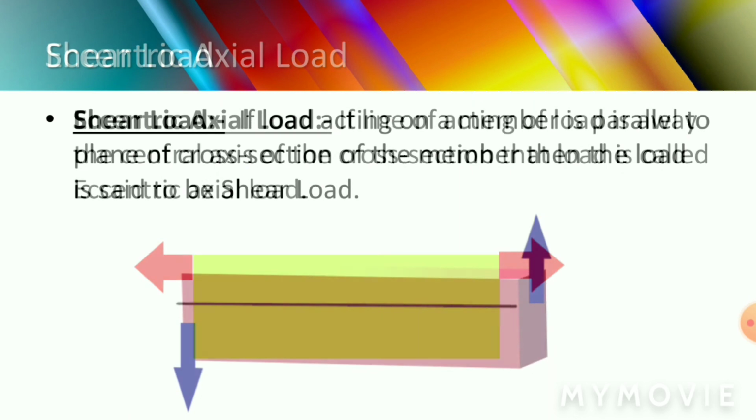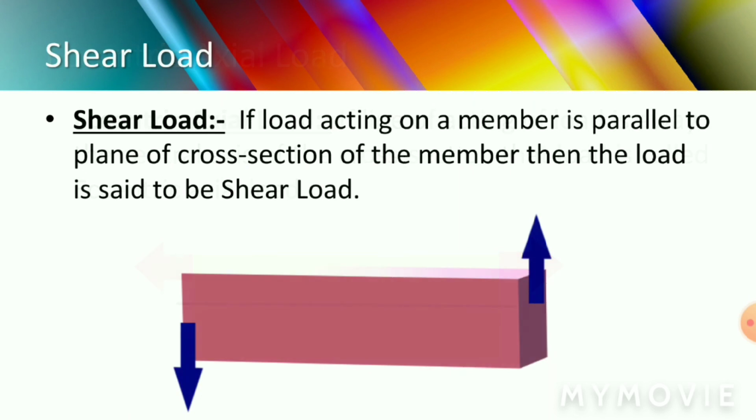Shear load. If the load acting on a member is parallel to the plane of the cross section of the member, then the load is said to be shear load. Here you can see the load is acting parallel to the square cross section. That's why this load is said to be shear load.